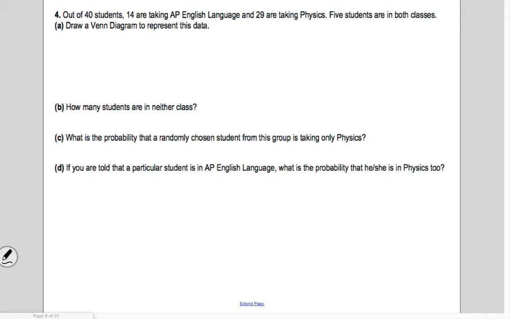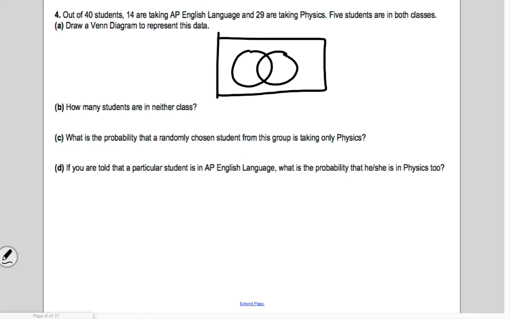Oh, gosh. It's the longest section ever. I'm sorry. All right. Out of 40 students, 14 are taking AP language and 29 are taking physics. Okay, so I selected 40 students, AP Lang, and physics. Okay, 5 students are in both classes. So I always fill the middle if possible. If I can't fill the middle, I put an X in there. Okay, so I have 5 in the middle.